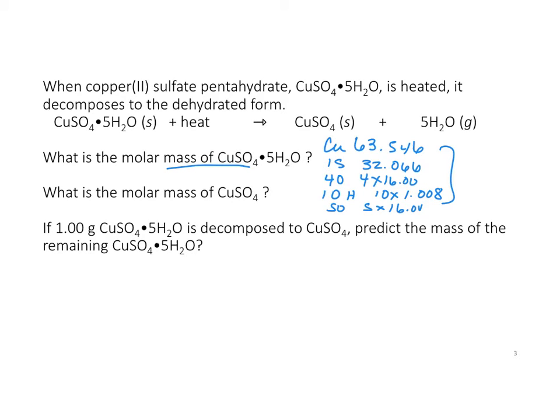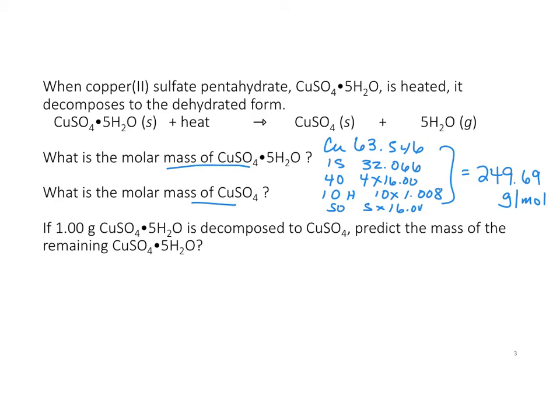And so the formula weight, when you get out your calculator: 5 plus 4 oxygens times 16, plus 10 times 1.008 hydrogens, plus 32.066, plus 63.546, you get 249.69 grams per mole.